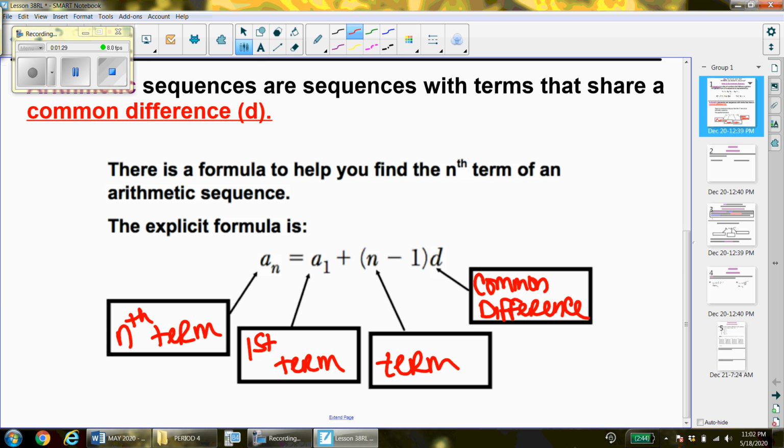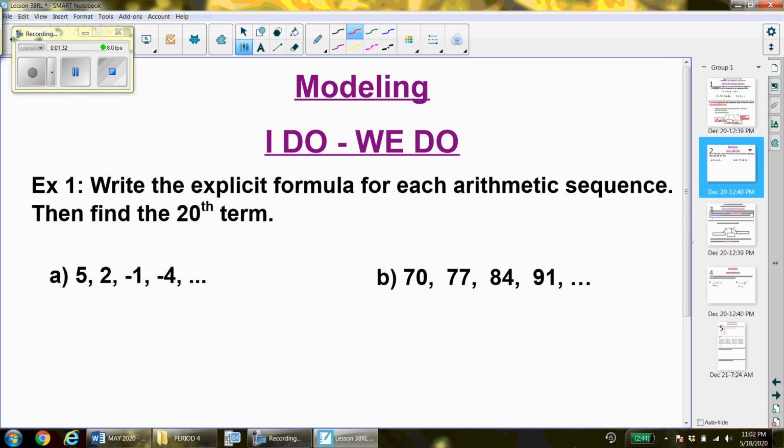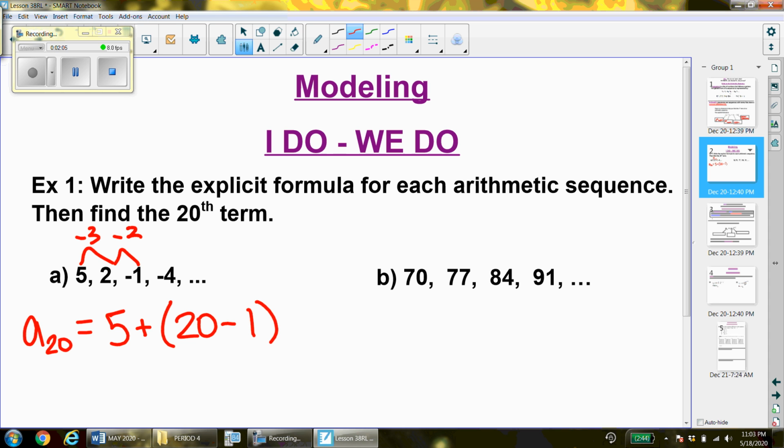All right, so let's get started. Write the explicit formula for each arithmetic sequence, then find the 20th term. So you have your nth term, 20th term, and your first term, which is 5, plus the term they're looking for, which is 20. And the common difference here is minus 3, because to get from 5 to 2, you have to subtract 3. To get from 2 to negative 1, you subtract 3. To get from negative 1 to negative 4, you subtract 3.